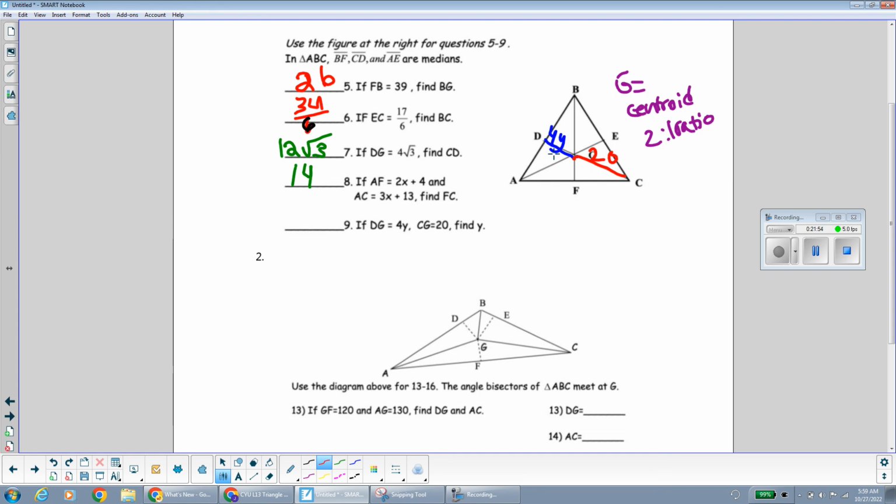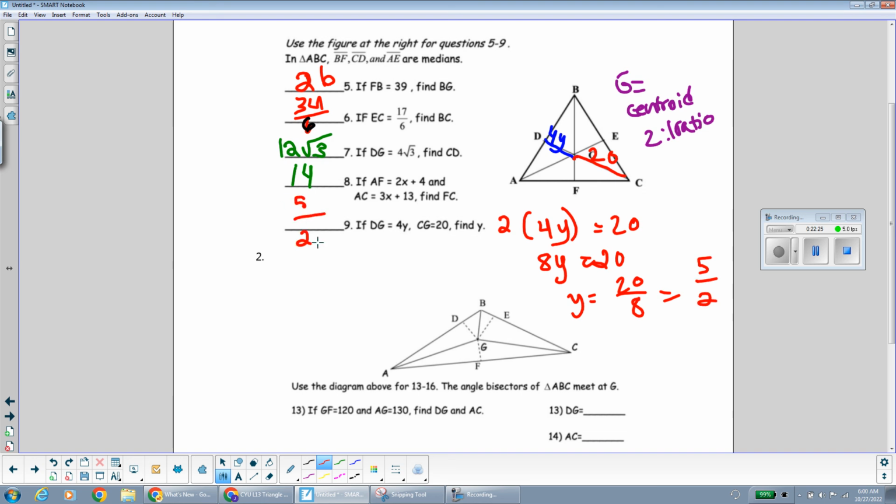So I know that if I take the shorter part of the median and I double it because it's a 2-to-1 ratio, I get the longer part of the median because this is double that. 8y is equal to 20. Y is equal to 20 over 8. Doesn't go evenly, but I can reduce. I'm going to divide top and bottom by 4, and I get 5 over 2. And it just asked us to find y. It didn't ask us to plug back in.